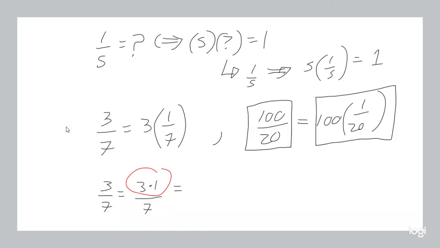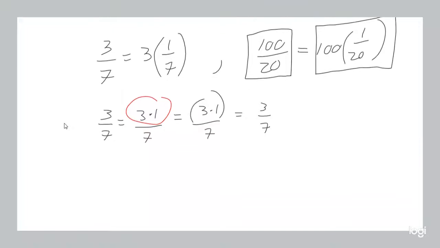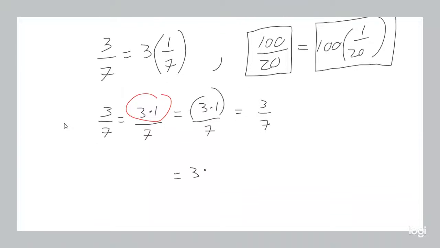And you can multiply and divide this in any order. You can do the 3 times 1 first. 3 times 1 divided by 7, which grants you 3 divided by 7, what we started with. You can do 3 times 1 over 7, which will also grant you the same answer. And you can do 3 over 7 times 1. And of course, anything multiplied by 1 is your very same 3 divided by 7.